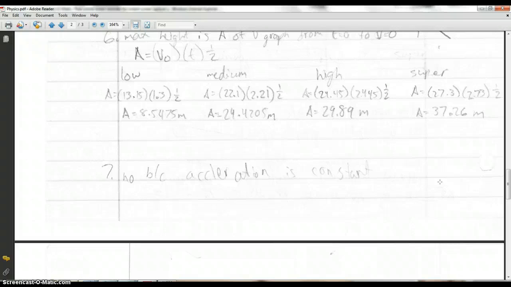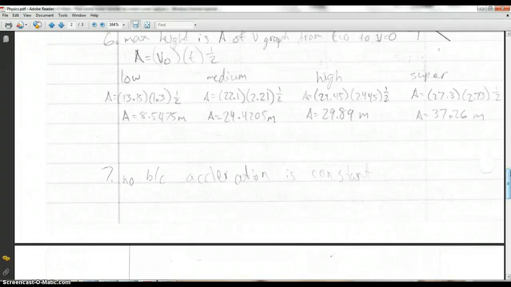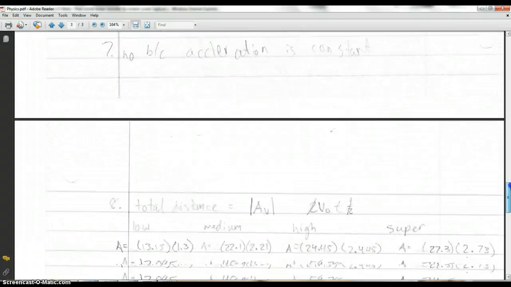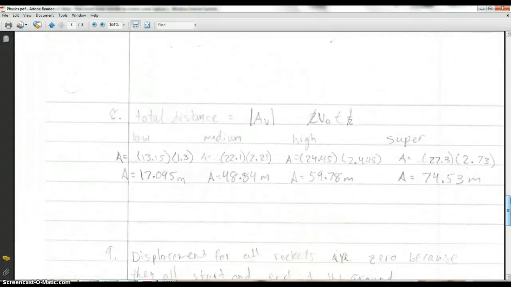Now number 7 says, was the acceleration different when the rocket reached maximum height? Explain your reasoning why. And no, because we know from our graph that acceleration is always constant at -10 meters per second squared.